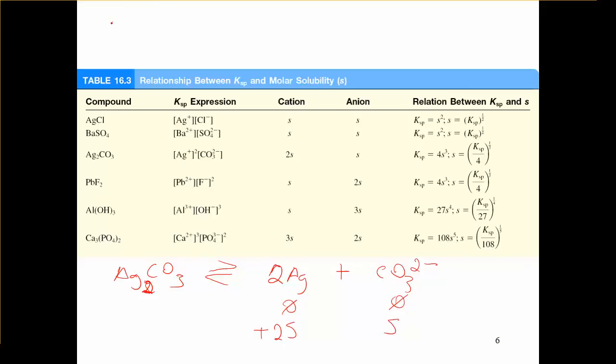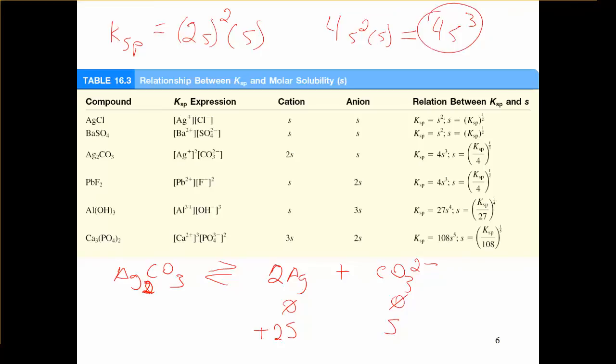So when I write my Ksp for that, it is equal to what? Well, it's going to be equal to 2s squared times s. Okay? So that's how they're getting here. If I combine all this, 2s squared is what? 4s squared. Okay? 4s squared times s equals 4s cubed. So they simplified it into 4s cubed. That's how they get to here.